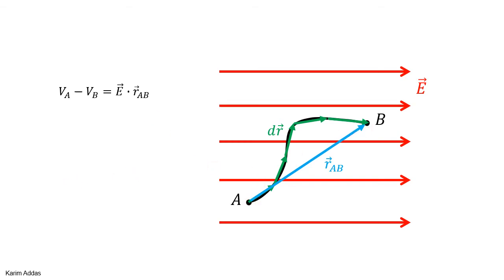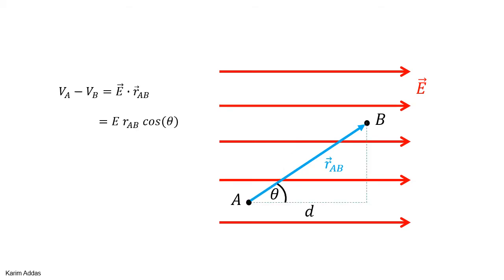Now the dot product between any two vectors is the magnitude of the first times the magnitude of the second times cosine of the angle between them. If I take the distance between A and B, the magnitude, this distance, and multiply it by cosine theta, doesn't that give me this distance? Isn't this distance d equal to this one times cosine theta? Try and check that out and make sure you understand that.